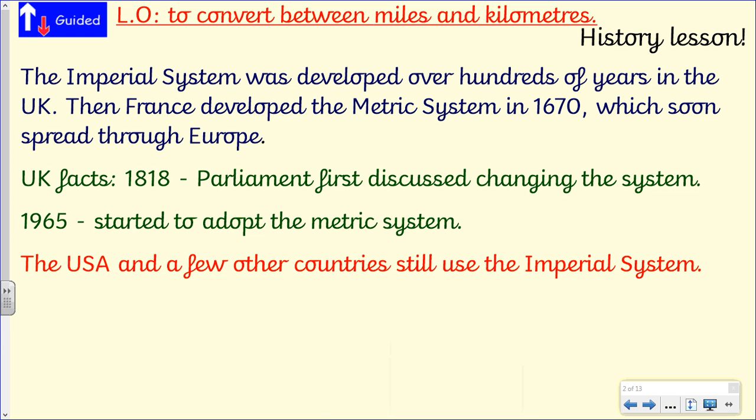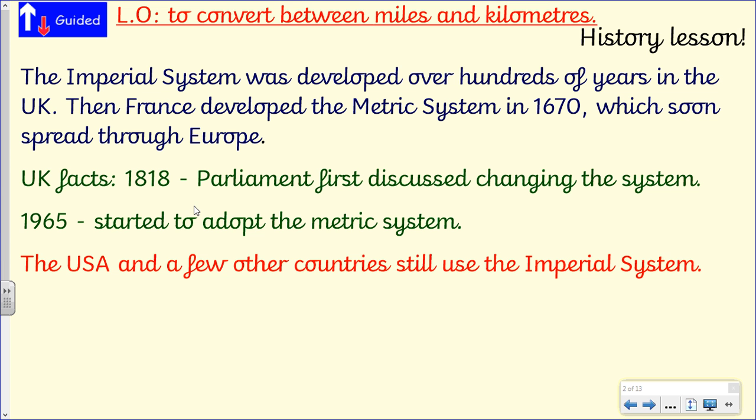So I just want to give you some explanation about this business, really. Your objective is to convert miles and kilometers, but why? Why do you need to do that? I've mentioned this word before. Essentially, what we've got is two systems. We've got the imperial system of measurement that was developed over hundreds of years in the UK, and then France developed the metric system in 1670, so quite a few years ago now, which spread through Europe. So we've got two different systems in place here.